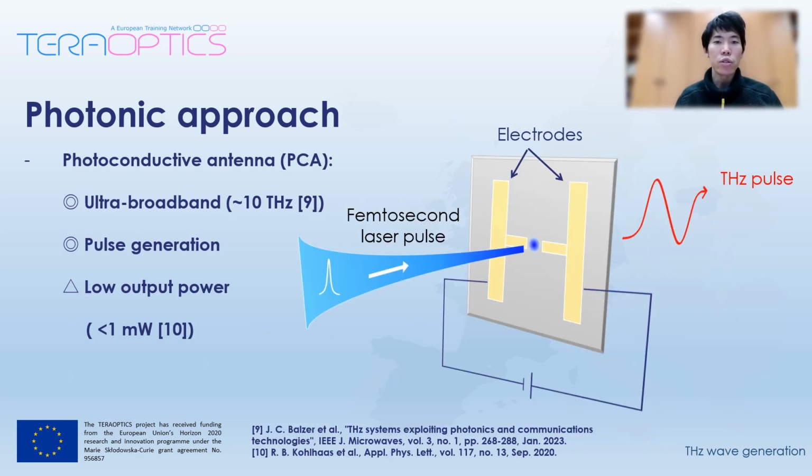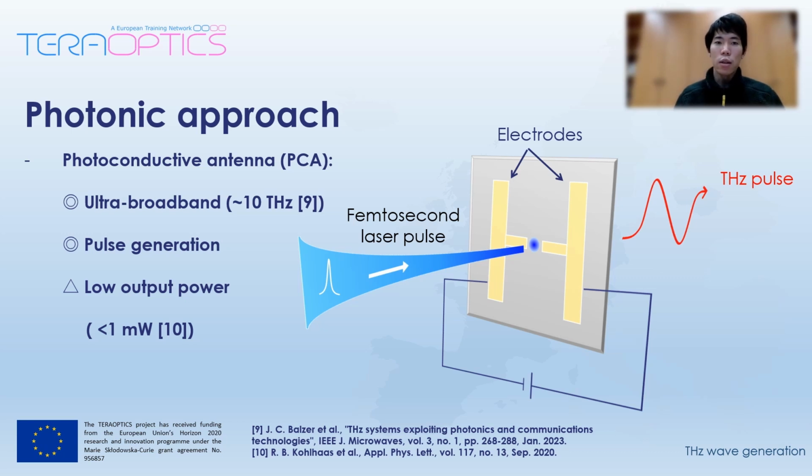Finally, let me introduce the photoconductive antenna, PCA. When two electrodes of the PCA are DC biased and irradiated with a femtosecond laser pulse, a transient photocurrent is produced between the electrodes, resulting in a terahertz pulse generation. This ultra-short pulse has an ultra-broadband terahertz spectrum. To our best knowledge, ultra-broadband operation up to 10 terahertz has been reported so far.